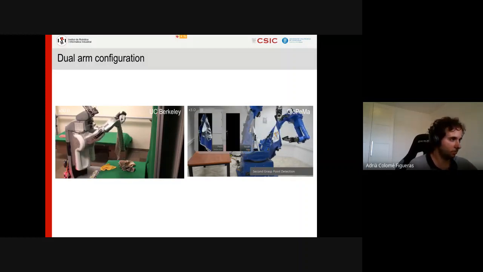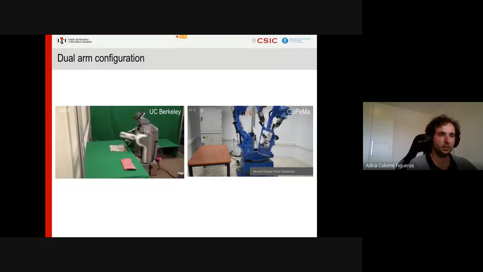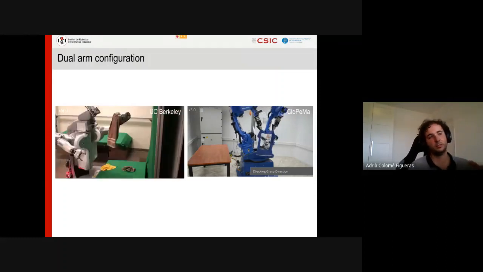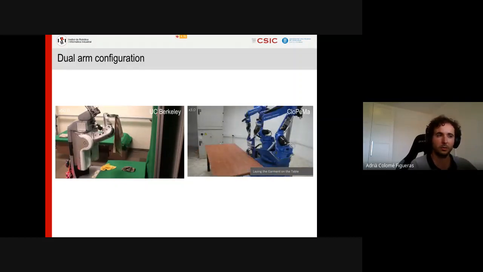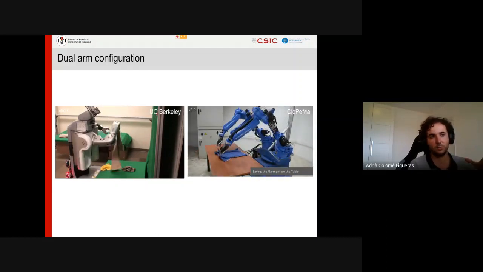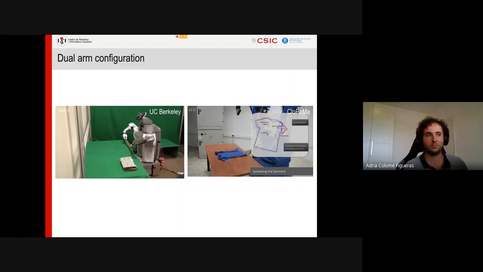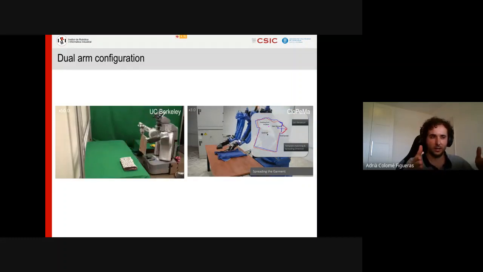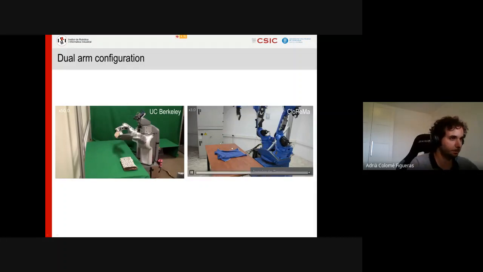For example, in the PR2, both arms are placed in a humanoid fashion. In the right video, the arms are placed in a position that I don't know if it has been studied. I didn't see a paper about it, but I think that it's probably because they are very heavy arms, and this is one of the solutions they found so that the base can hold this weight. Because if they would mount them on the side, then probably they would have structural problems.